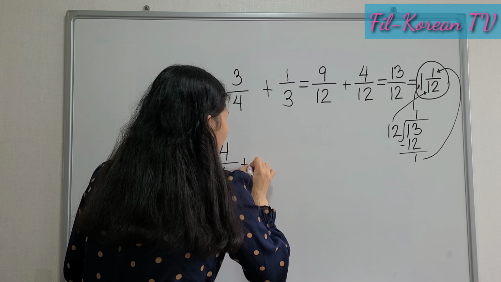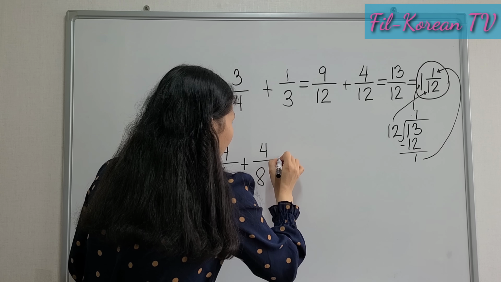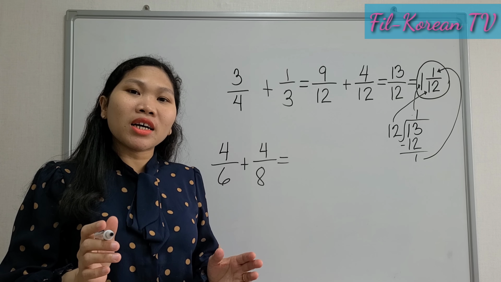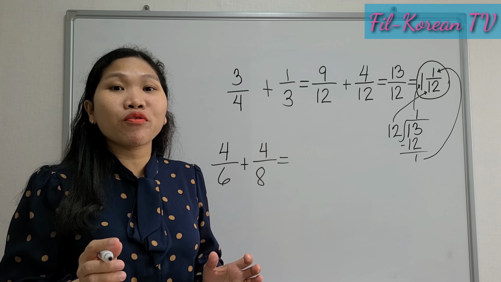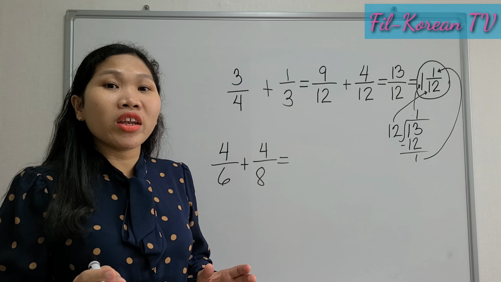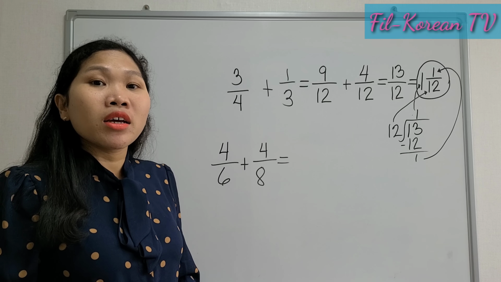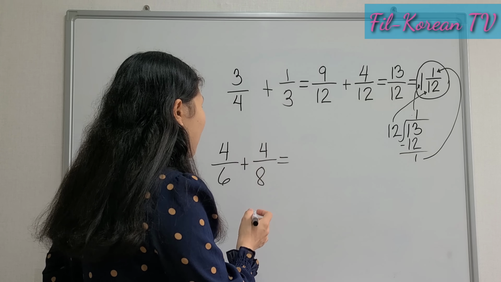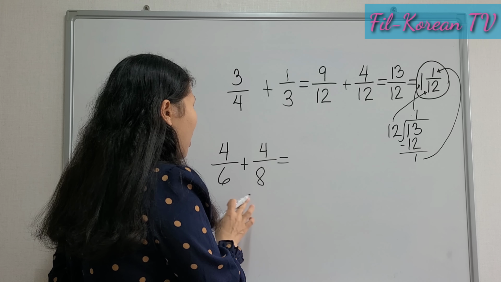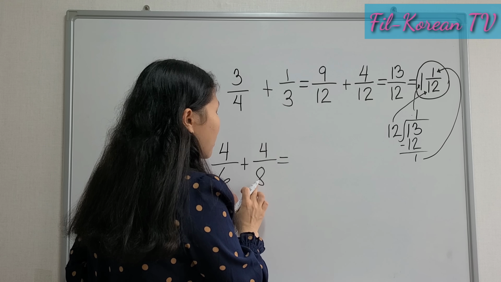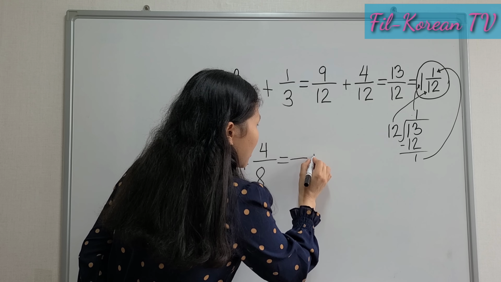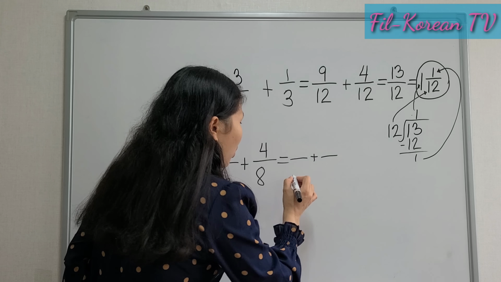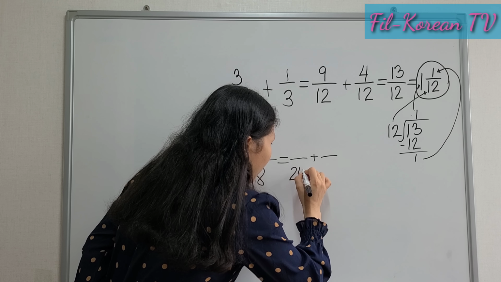4/6 plus 4/8. Dissimilar fractions. The rule in adding dissimilar fractions is to change dissimilar fractions to similar fractions and then add the numerators, copy the common denominator, and reduce the answer to lowest term. So we will do it here. We will get the LCM of 6 and 8, and we will use that as the LCD. 6 and 8, the LCM is 24. 24 now is the LCD.